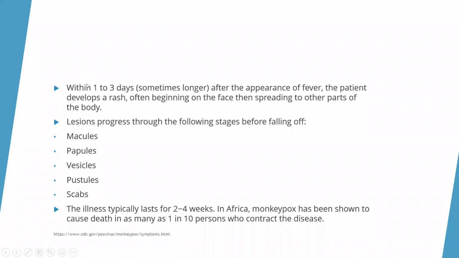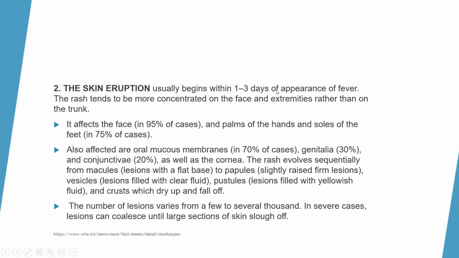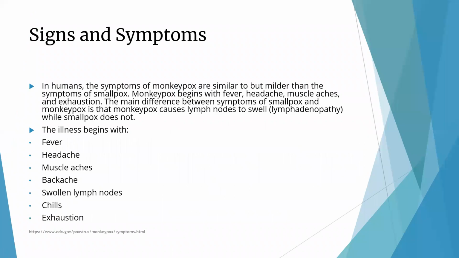So the lesion progresses between 1 to 3 days from macules, papules, vesicles, pustules, and ends in a scab, and usually lasts for 2 to 4 weeks. The skin eruption phase begins within 1 to 2 days after the appearance of fever, and it affects the face, then palms and soles, and later on it goes to the oral mucosa, genitalia, and even the cornea. The number of lesions varies from a few to several thousands, and they also coalesce until a large section of the skin is peeled off.